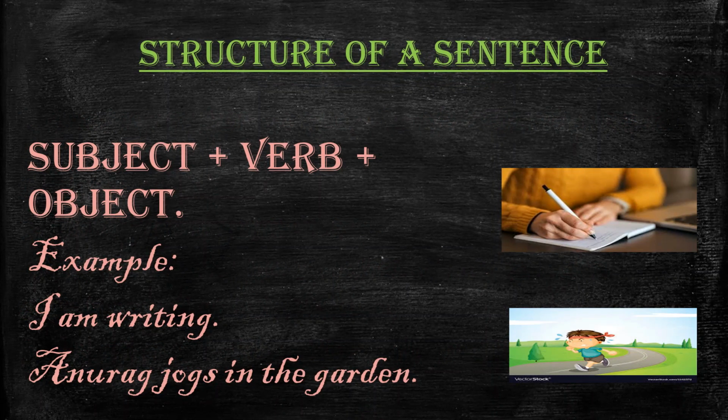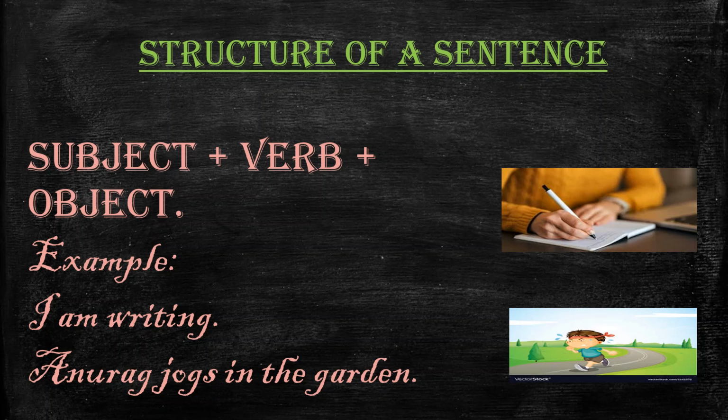Now we should try to understand the structure of a sentence. Here I am describing the structure of a simple sentence. A simple sentence contains a subject, a verb, and an object. We will understand this with the help of an example. Anurag jogs in the garden. Here, Anurag is the doer, so it will be the subject. Jogs is the work done, so that is the verb, and garden is the object.